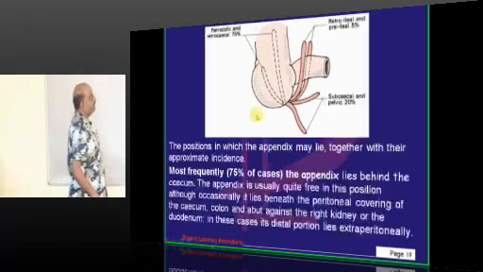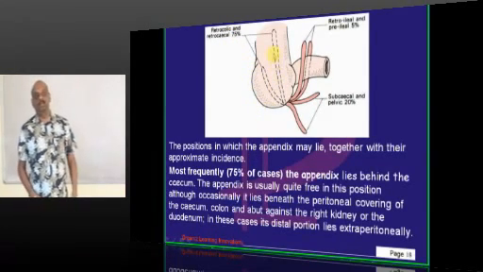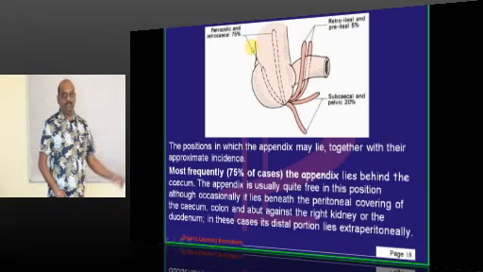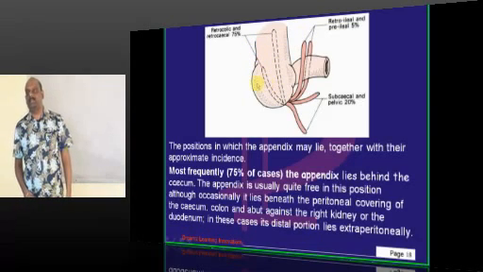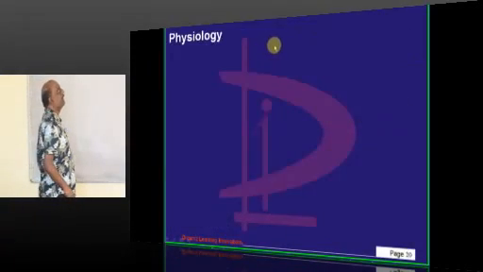You should remember, doctor, retrocolic, retrocecal are the classical locations. 75% of times you will find the presence of the normal appendix, is what needs to be remembered.